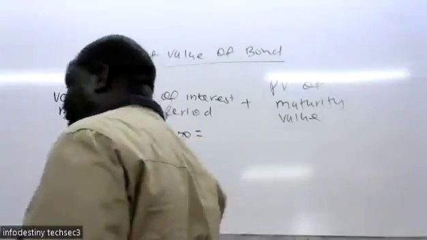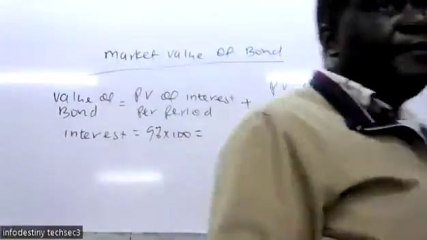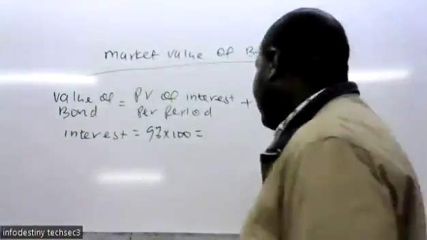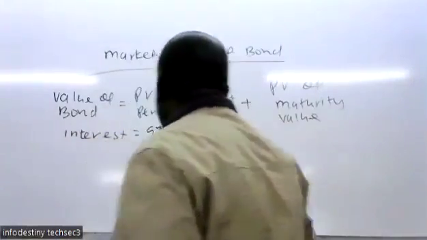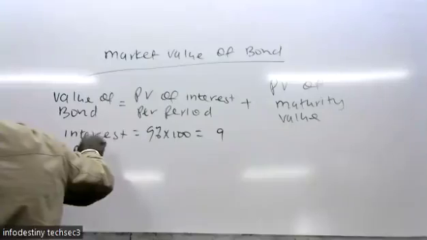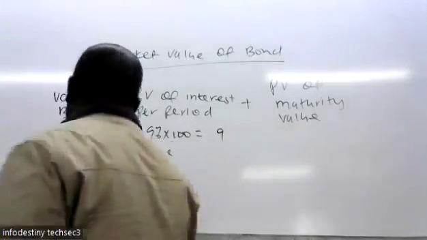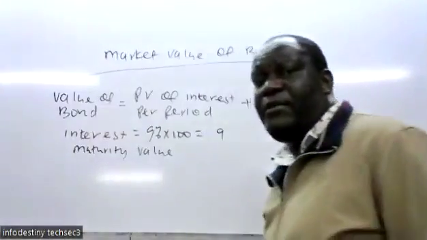9% of 100. Come up with 9% of 100. So what should be 9% of 100? So it will give us 9. After that, we also need to calculate the maturity value.